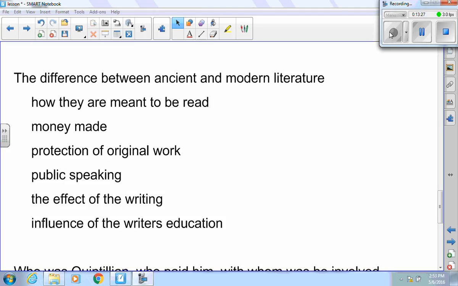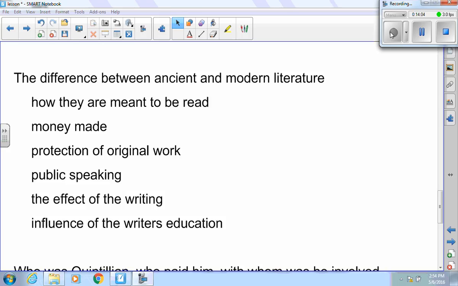Public speaking. For us, we do have occasional readings by the authors, but it's not a big part of selling books. That was a huge part of selling books in the ancient world, public reading and public speaking. The effect of the writing: the ancient writing was much more dramatic in its form. They really focused on the formation of words, the sound of words, and things of that nature. Today, the effect is less about the structure of words and more about the plot. So ancient writings were much more dramatic for speaking purposes.